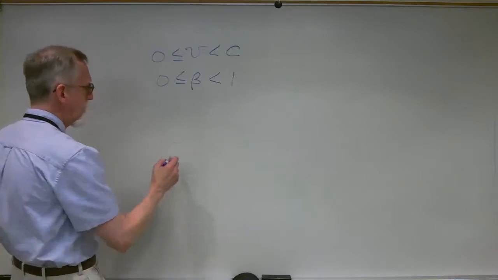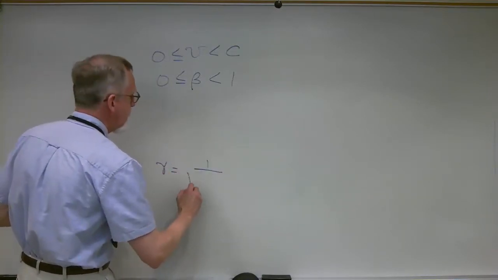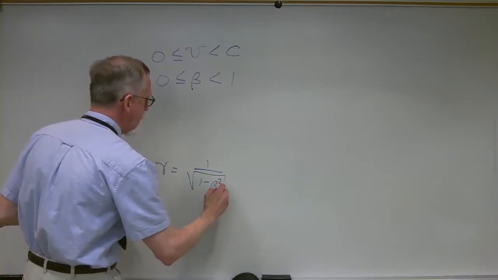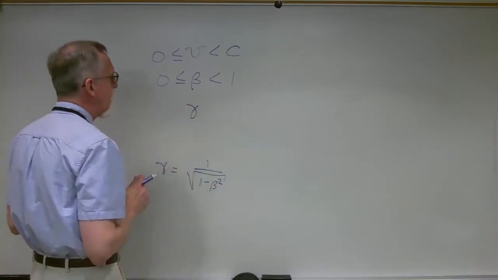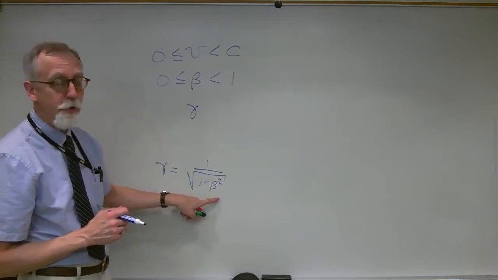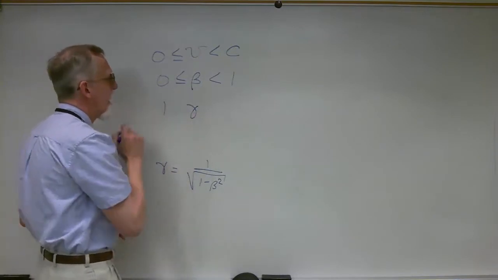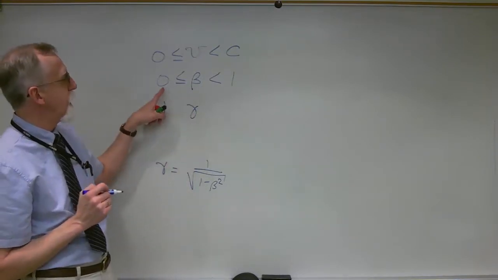Now, what about gamma? Let me just write gamma down here again. Gamma is 1 over the square root of 1 minus beta squared. So gamma, when beta is 0, we put in 0 here, 1 minus 0 is 1, root 1 is 1, 1 over 1 is 1. So gamma will have a value of 1 when beta is 0.